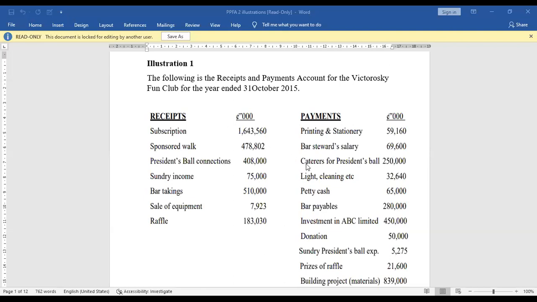Illustration one. The following is the receipts and payments account for the Victorowski Fund Club for the year ended 31st October 2015. So we have receipts here. This is the receipts and payments account. Receipt is what came in, like I said, and payments is what we use the money for, the expenses we incurred. So more like the cash book.